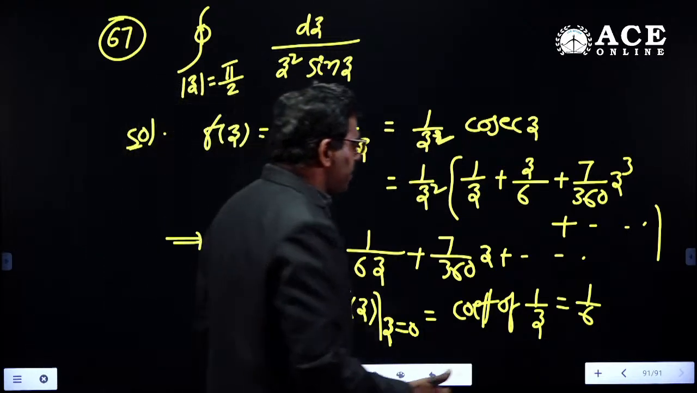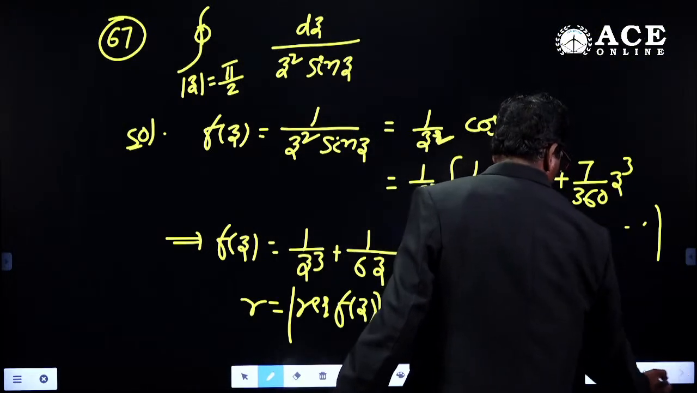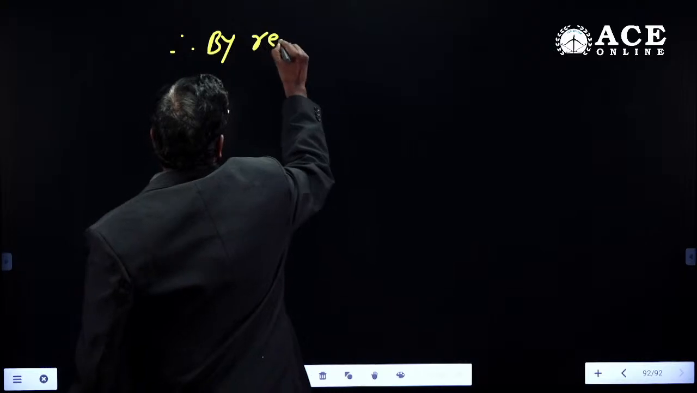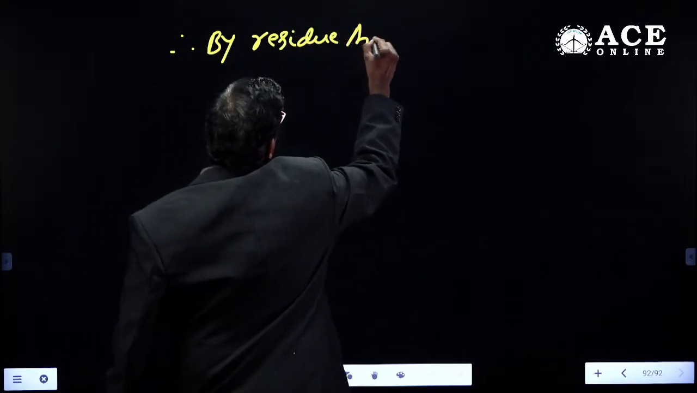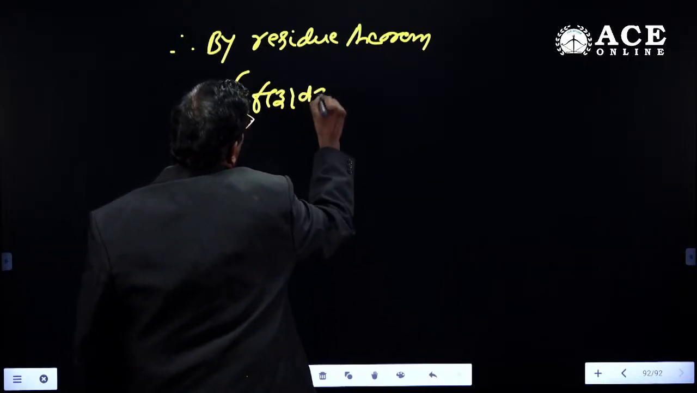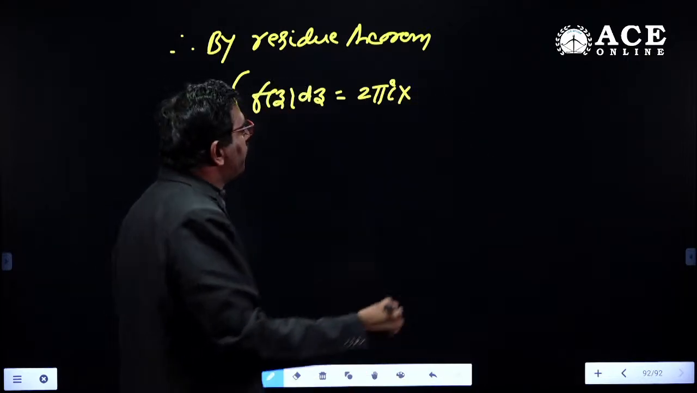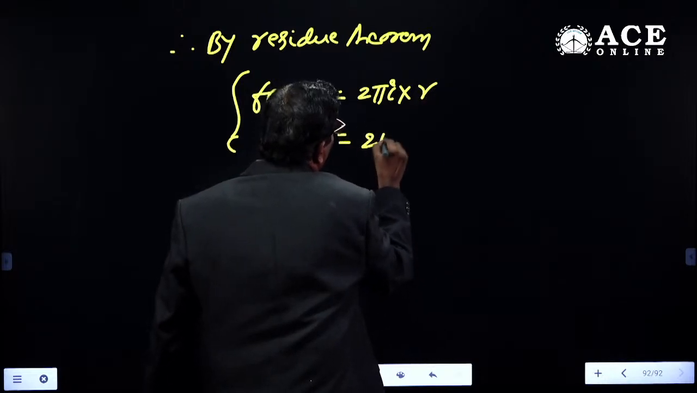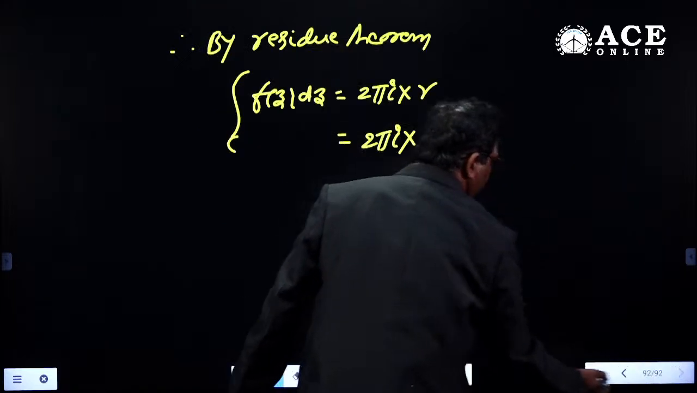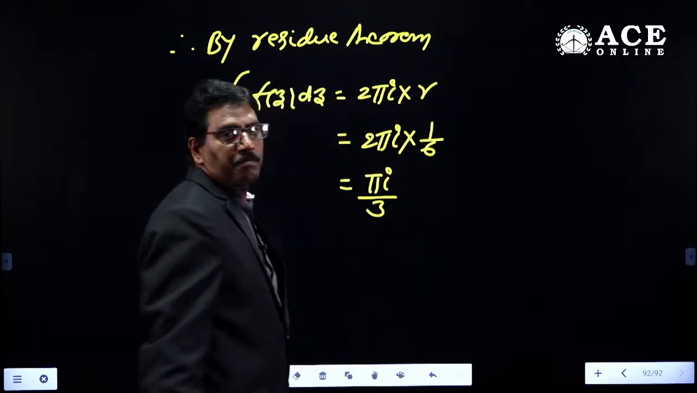Now here the residue is not required, actually the integration is required. So by Cauchy's residue theorem, therefore by the residue theorem, what is the conclusion? Integral over C of f of z dz is equal to 2 pi i into the sum of all residues, but here only one residue is there, 2 pi i into r. What is r? That r is nothing but 1 by 6. 2 pi i into 1 by 6, pi i by 3 is the answer.